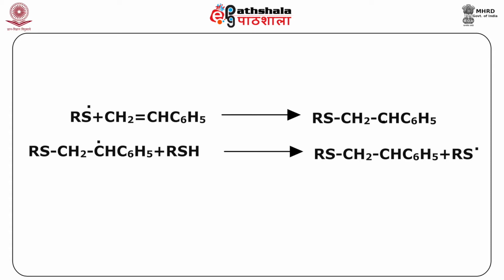The thiol radical, which is the RS radical, combines with the CH2 double bond CH C6H5, leading to the formation of again a carbon radical which is more substituted and hence more stable. This benzylic radical which is formed reacts further with another molecule, leading to the formation of a thiol molecule, and a radical is produced along with it.